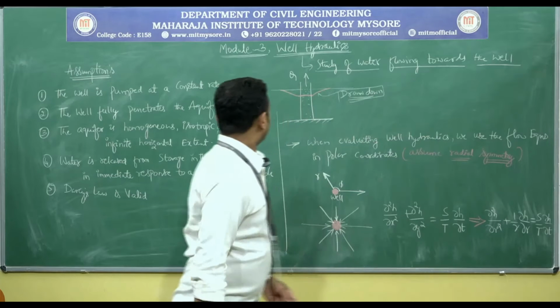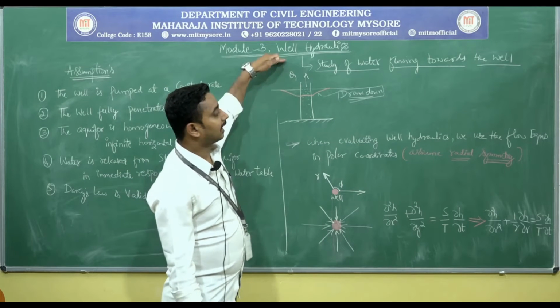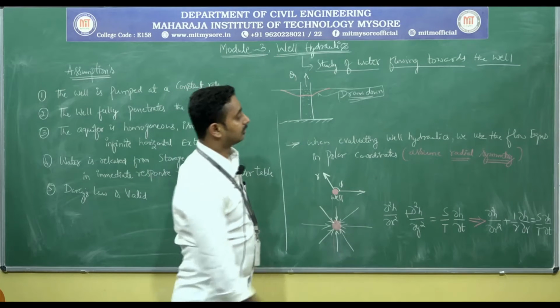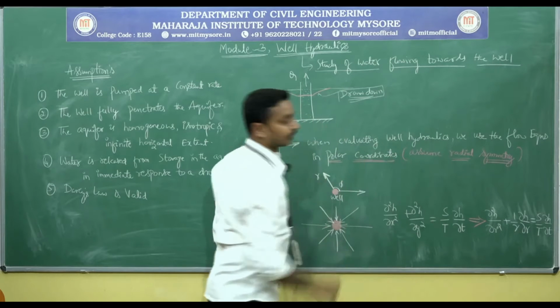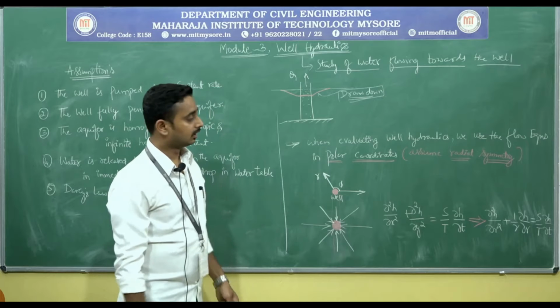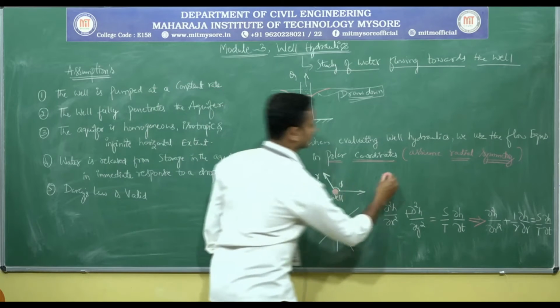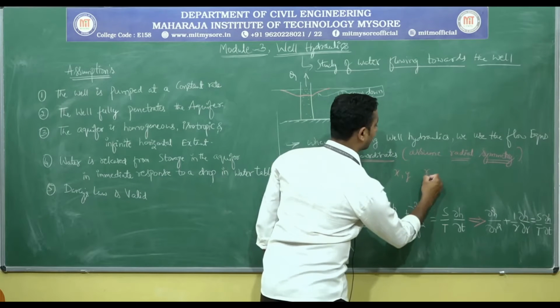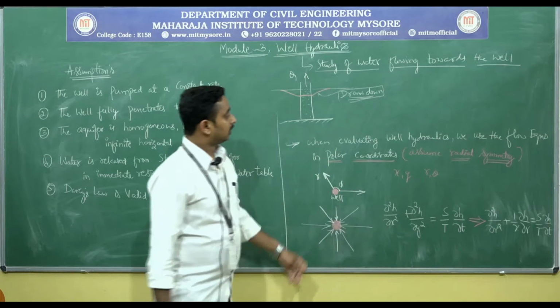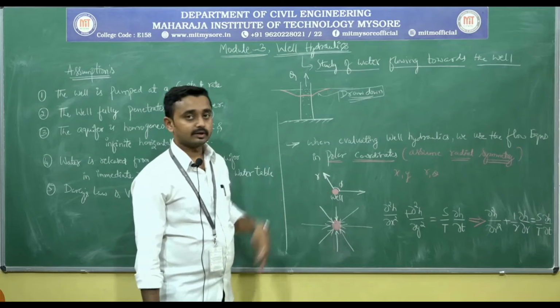When evaluating well hydraulics, we use the flow equation in polar coordinates, not in Cartesian coordinates. Cartesian coordinates are nothing but x, y. Polar coordinates are nothing but r, theta. Why do we prefer polar coordinates?